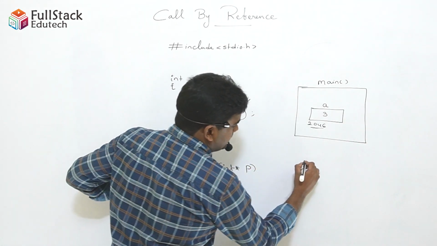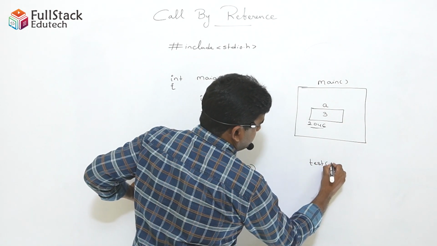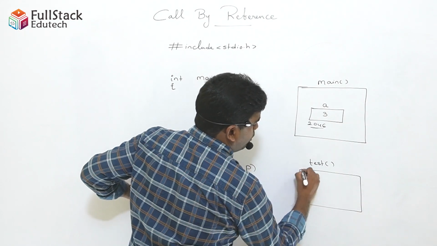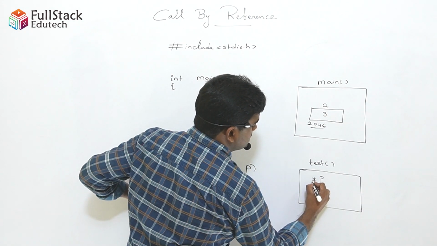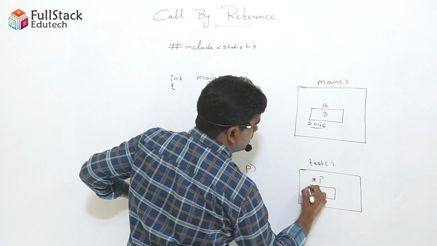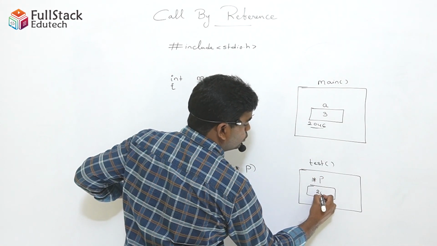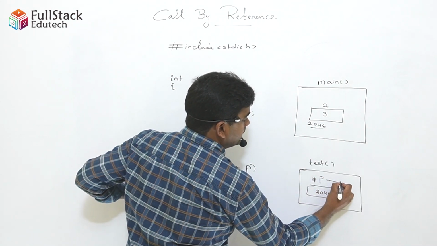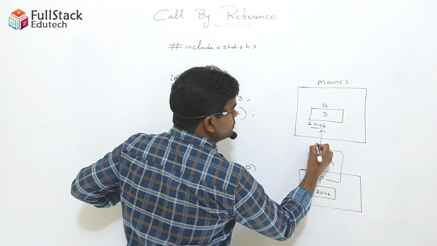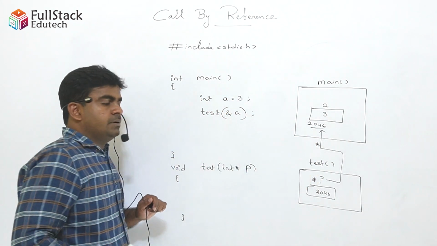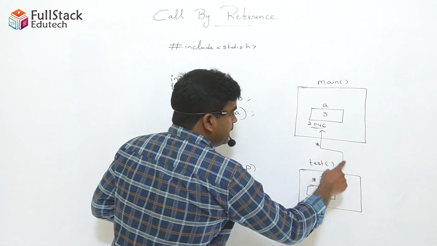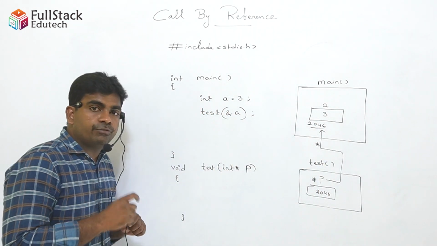So in this test function, this pointer variable holds the address of a. Address of a means what? 2046. Then it starts pointing to this one, 2046.